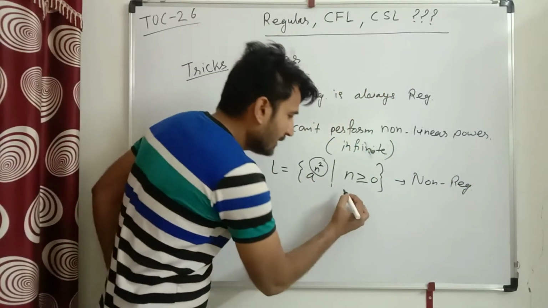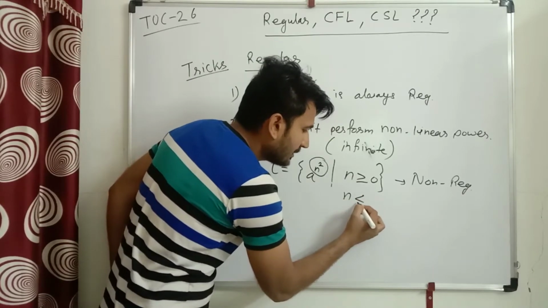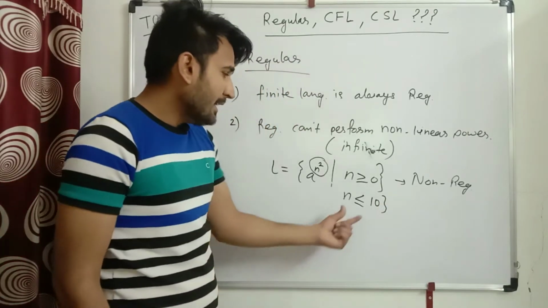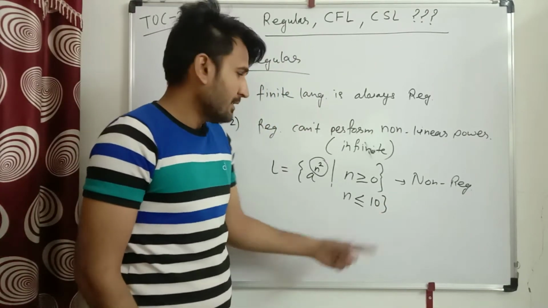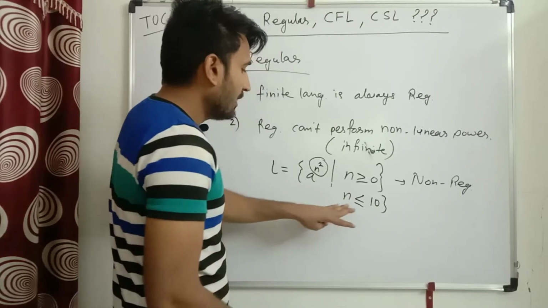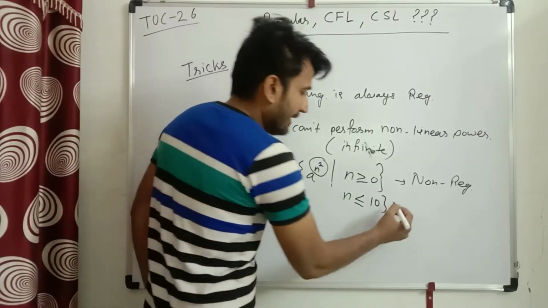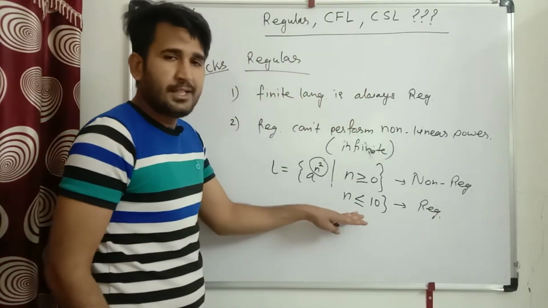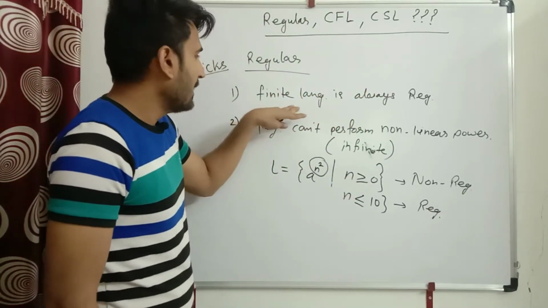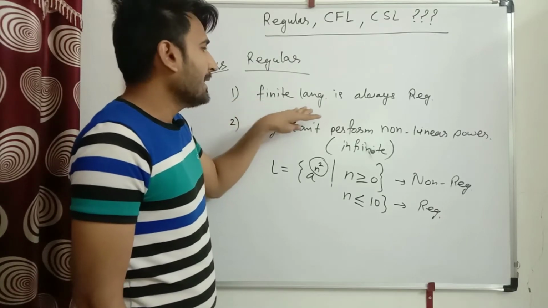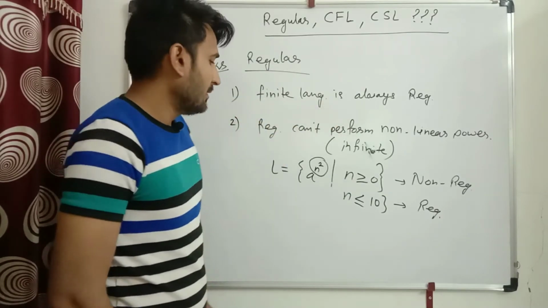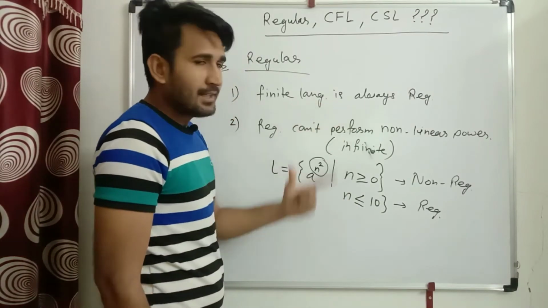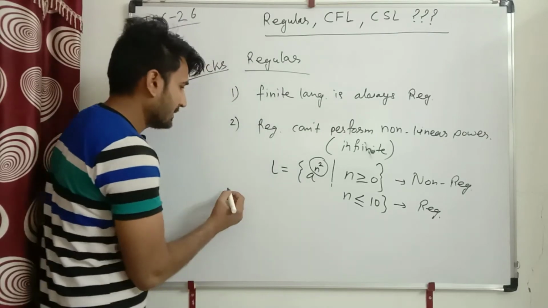Take one more example. If n is less than or equal to 10, then it is a finite language. So this is a regular language. I already told you in the first point, a finite language is always regular. By seeing only, you can say that this is a finite language. Okay. Next point.